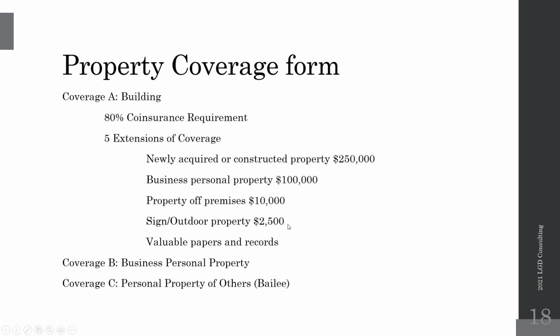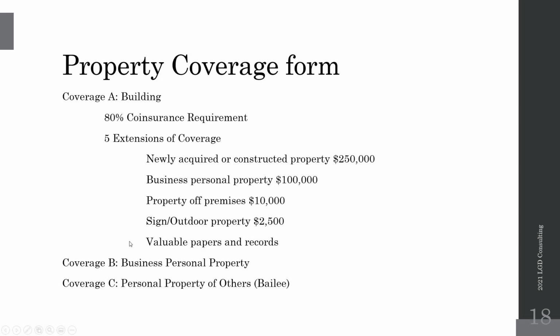Signs, typically attached to the building, we'll give you $2,500 for that sign. Remember, this is just an extension of coverage. You can get more. We'll get into that. And for certain valuable papers and records, like maps, manuscripts, drawings, mortgages, and things like that, you may want some coverage. There's a limit on here. You don't need to know it.